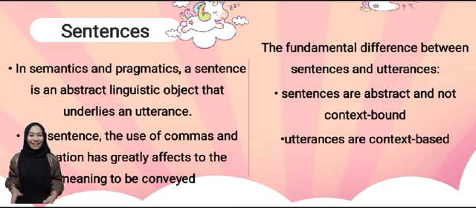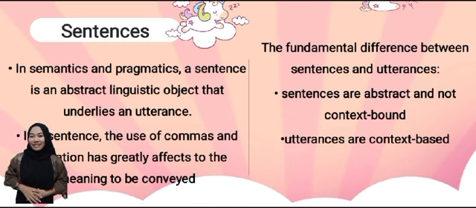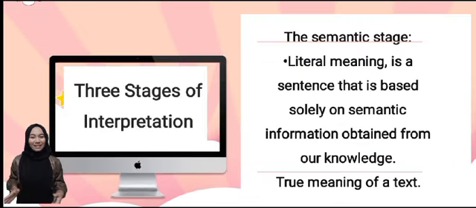Next, the sentence. In semantics and pragmatics, a sentence is an abstract linguistic object that underlies an utterance. In a sentence, the use of comma and intonation greatly affects the meaning to be conveyed. The fundamental difference between sentence and utterance is that sentences are abstract and not context-bound, whereas utterances are context-based. To better understand this, we must understand the next submatter, which is the three stages of interpretation.